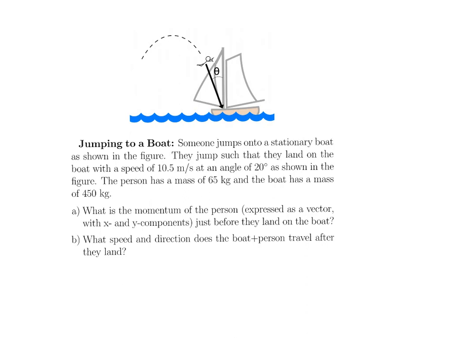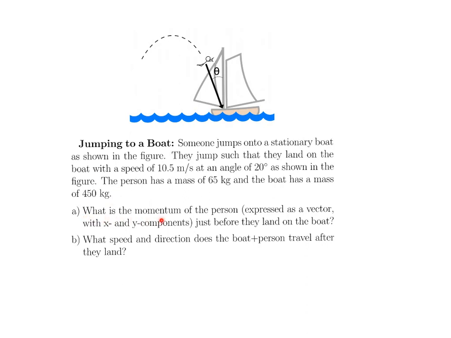So recall what this whiteboard is all about. We've got somebody who's jumping down to a boat in this orientation. There's an angle here which is 20 degrees, and we know what the speed is right before they hit the boat. And we know what the mass of the person is and the mass of the boat.